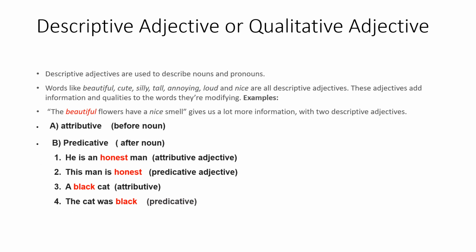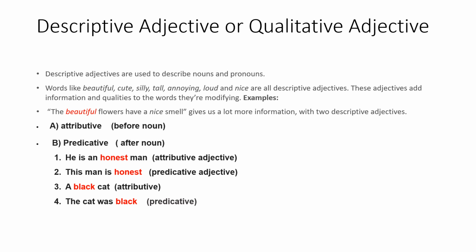Descriptive adjective or qualitative adjective. Descriptive adjectives are words used to describe nouns and pronouns. Words like beautiful, cute, silly, tall, annoying, loud, and nice are all descriptive adjectives. These adjectives add information and qualities to the words they are modifying. For example, the beautiful flowers have a nice smell gives a lot more information with two descriptive adjectives.